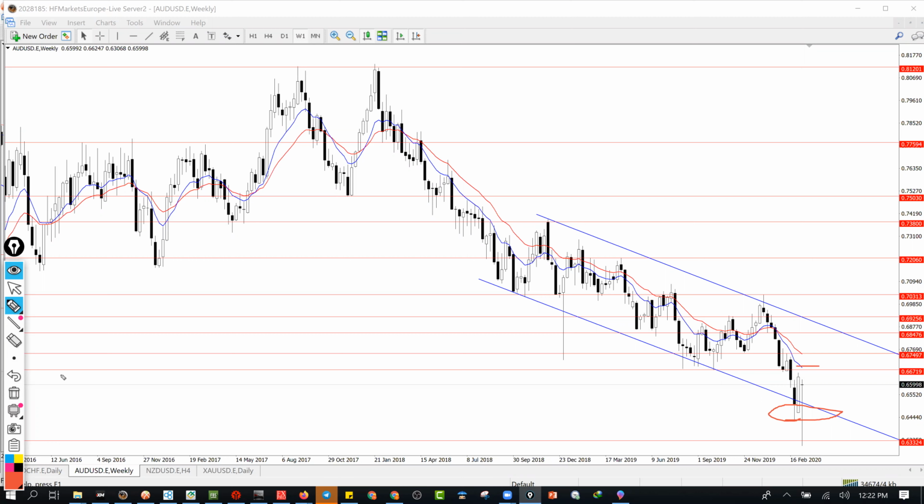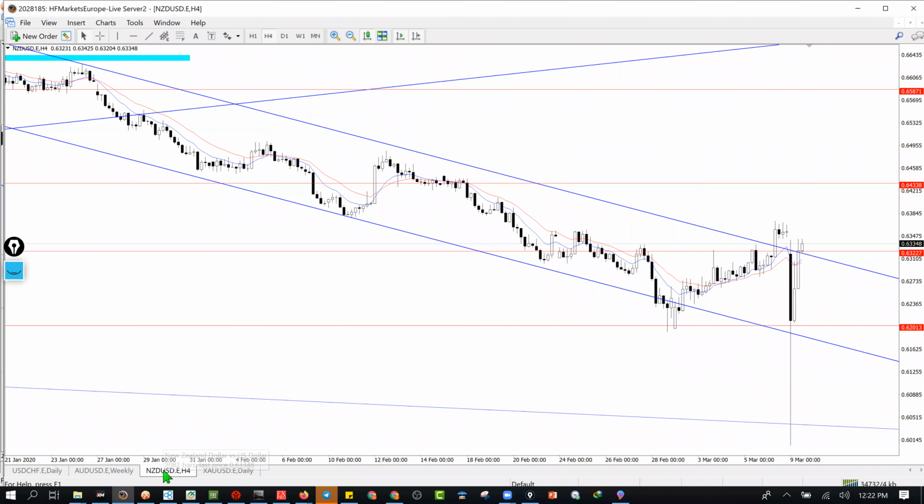And then the other currency I have on my watch list today that I'm going to discuss is the New Zealand against the American dollar as well. Remember what I said, the Australian dollar and the New Zealand dollar almost move in the same direction. And right now we can figure out New Zealand is also moving in an upward direction after we had a downward trend right here.